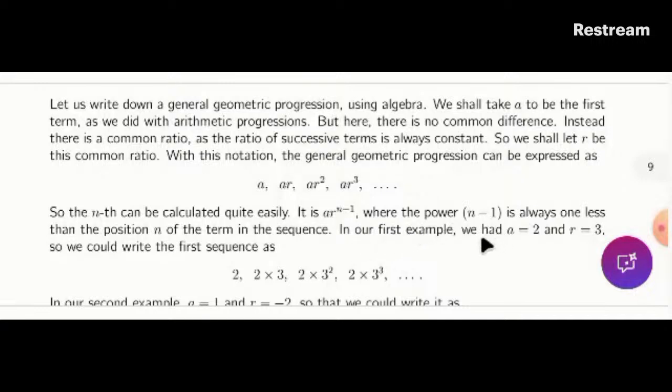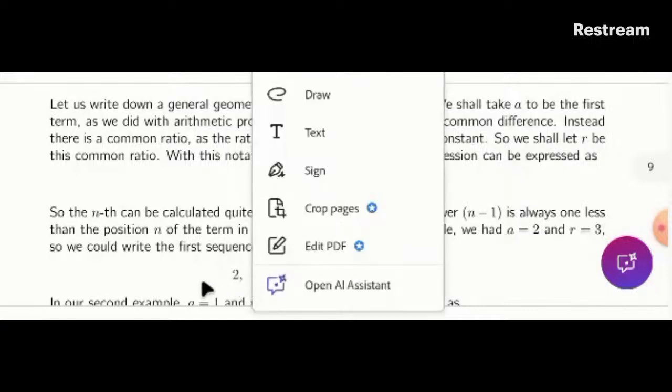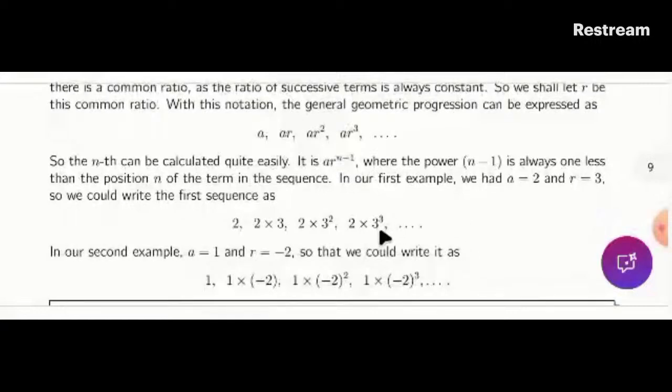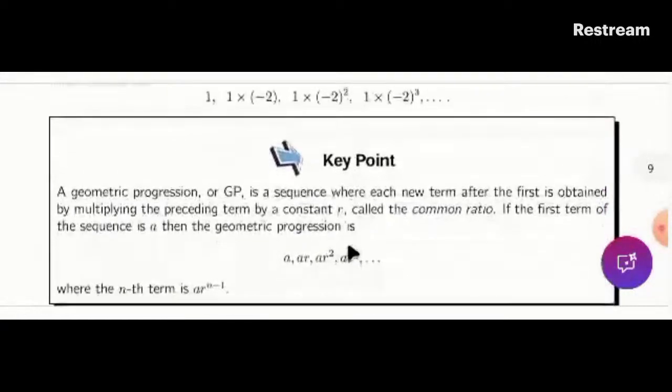So if I have, let's say, the first term is 2 and the common ratio is 3, then it's very simple. I can get that sequence like 2. Then the next one is going to be what? 2 multiplied by 3. The next one, 2 multiplied by 3 raised to power 2. The next one will be 2 multiplied by 3 raised to power 3, and so on and so forth.